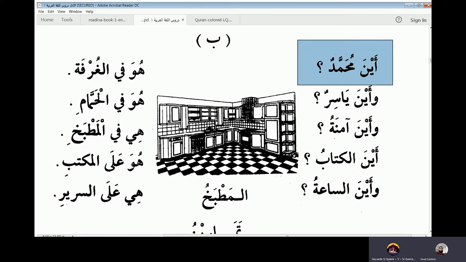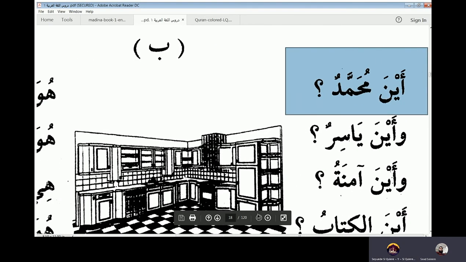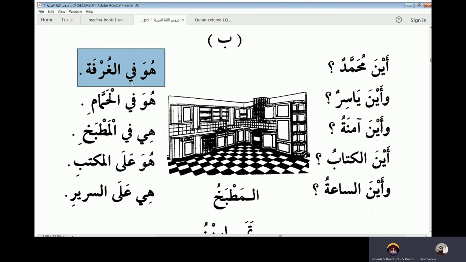Aina Muhammadu? Where is Muhammad? Huwa fil ghurfati. Huwa fil ghurfati. He is in the room. In the room, yes. Ghurfati. He's in the room.